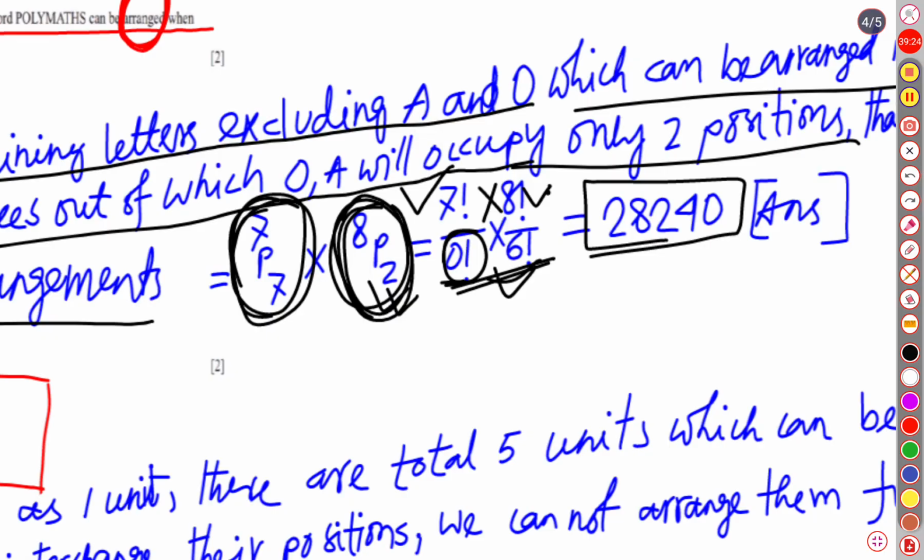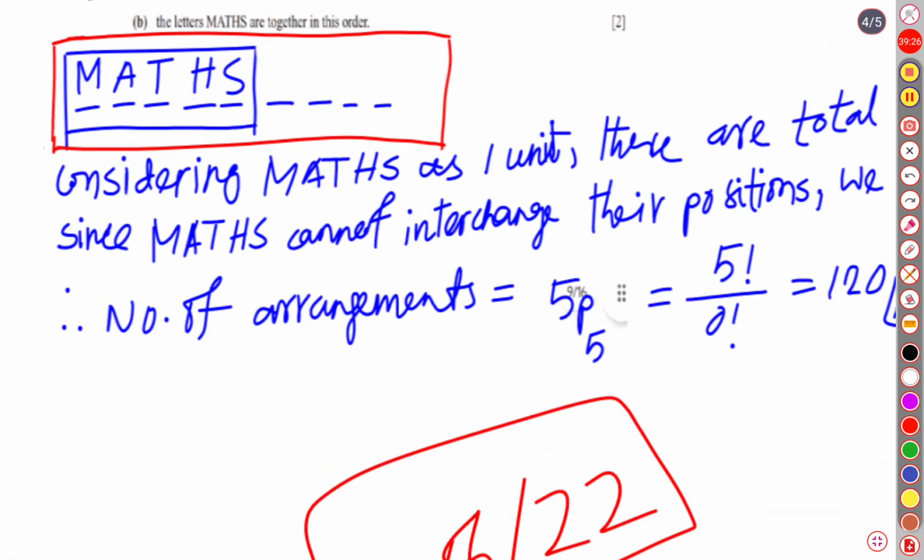Let's solve the next question. The next question says the letters MATHS are together in this order. That means indirectly they are telling us that we can make no change to MATHS. So the total there were 9 letters. Out of 9, if MATHS have already been arranged, we need not look at MATHS. Okay, this is already arranged.